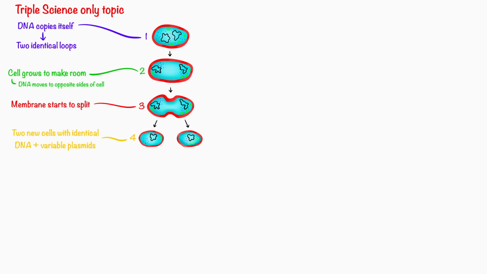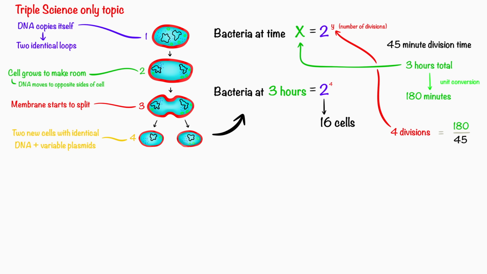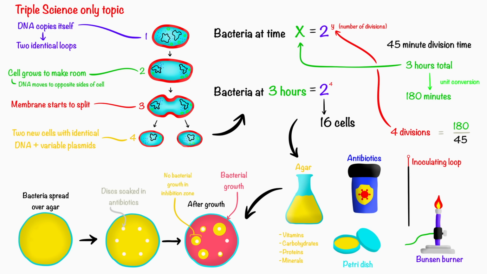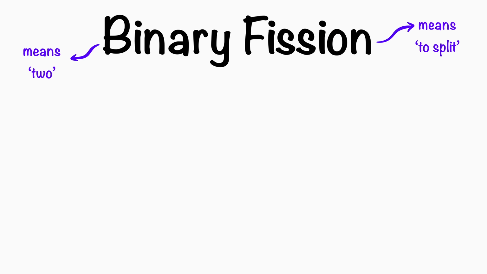In this video, we will look at the process of binary fission, bacterial growth using mean division time, how microorganisms are cultured in laboratories, and finally, we'll see how scientists test the effectiveness of antibiotics. So, what exactly is binary fission?